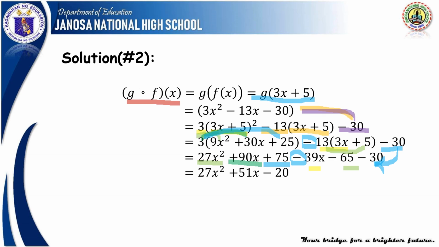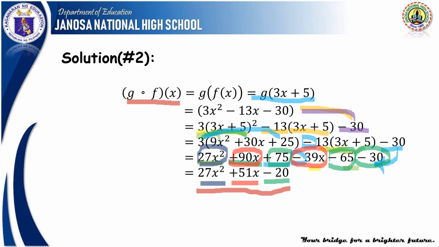Using the same process, simplify or combine like terms. We copy 27x squared since there are no other terms having the same exponent, followed by 90x minus 39x, which is equal to positive 51x. Lastly, for the constant, which are 75 minus 65 minus 30, which is equal to negative 20. So our final answer will be 27x squared plus 51x minus 20.